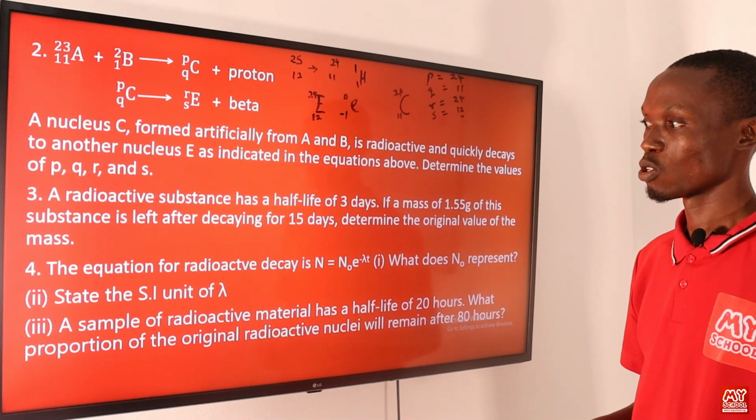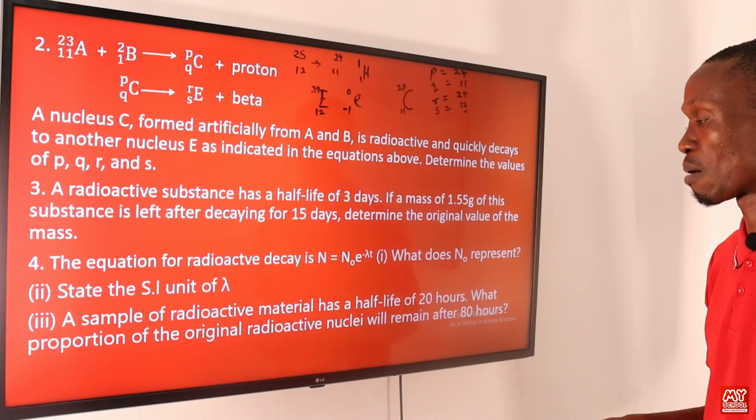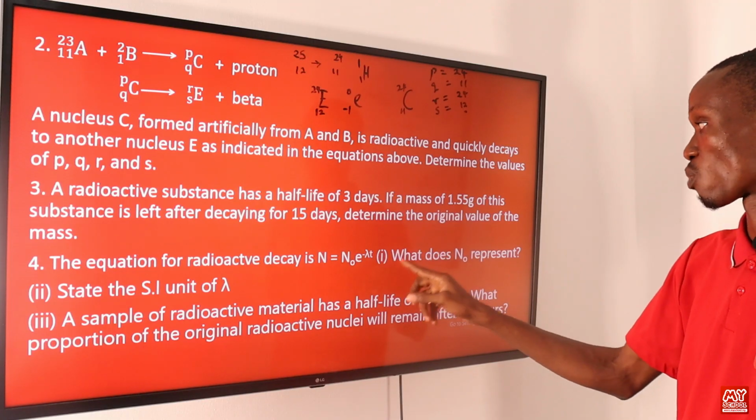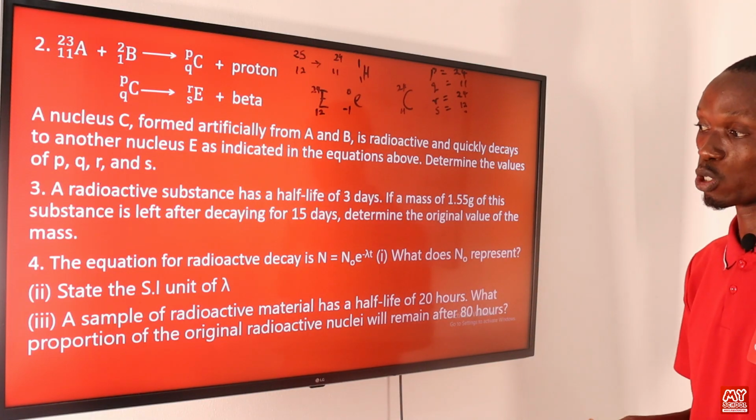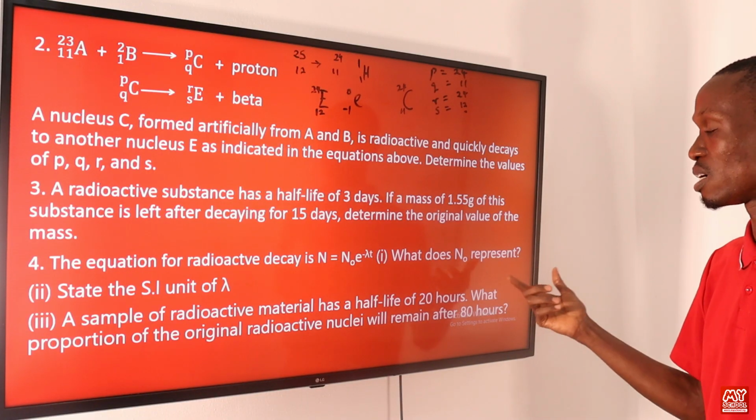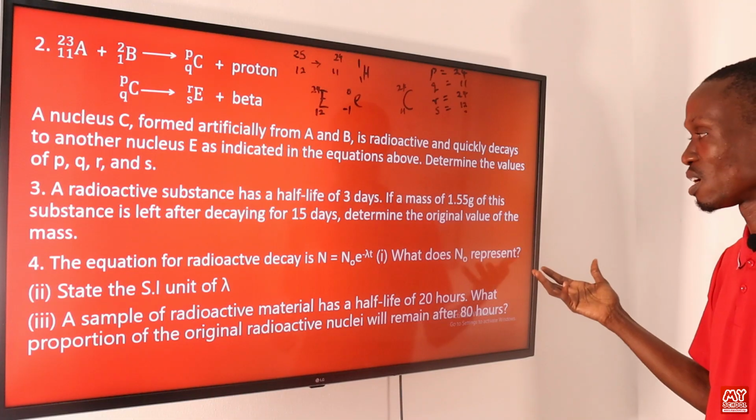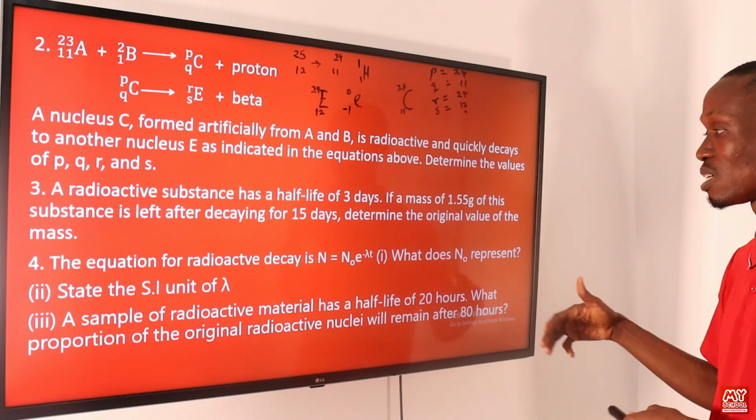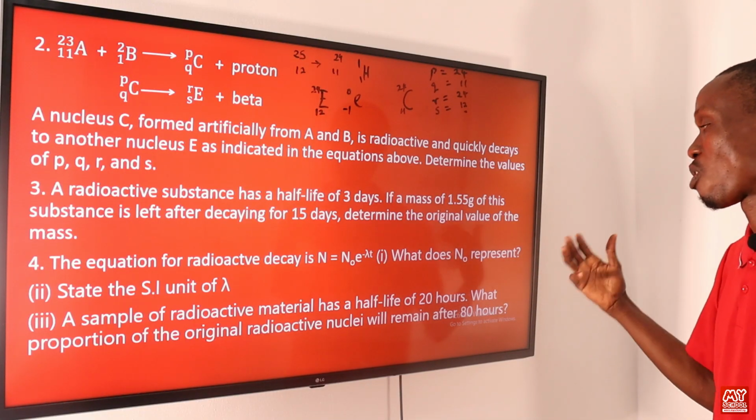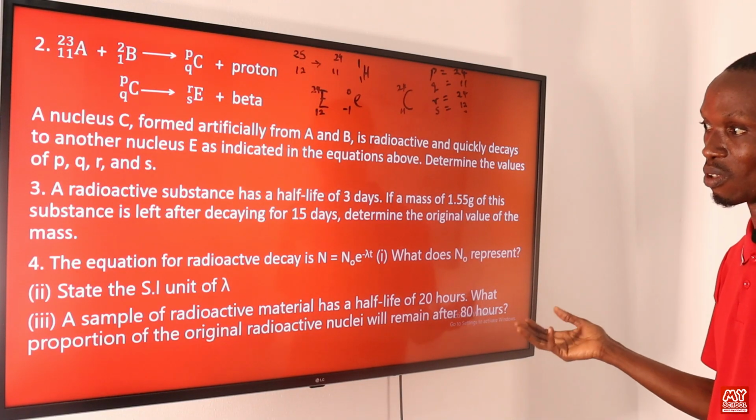example 4. So the equation for radioactive decay is N is equal to N naught exponential minus decay constant times time. We are being asked in this question what N naught represents, and that we should state the unit of decay constant. So N naught here represents the initial number of atoms, or nuclei, present in the given sample or material. N naught here represents the initial, or you can say the original, number of atoms or nuclei present in the given sample.